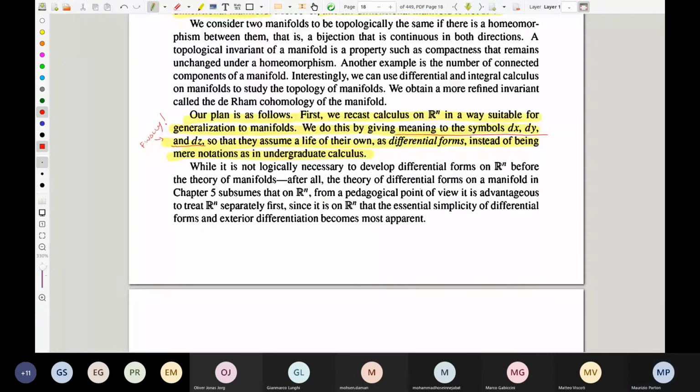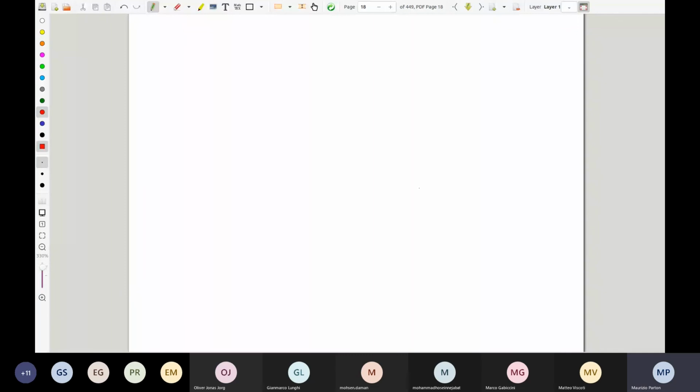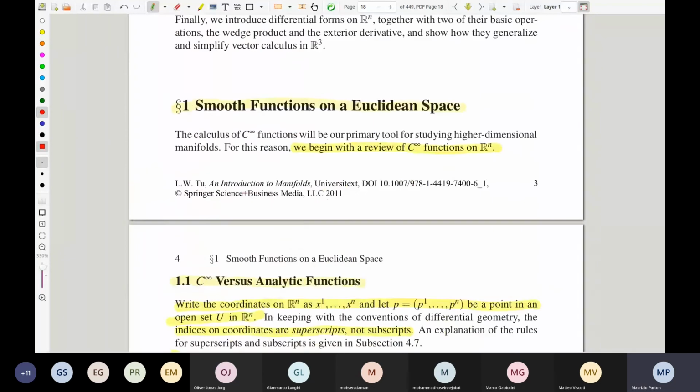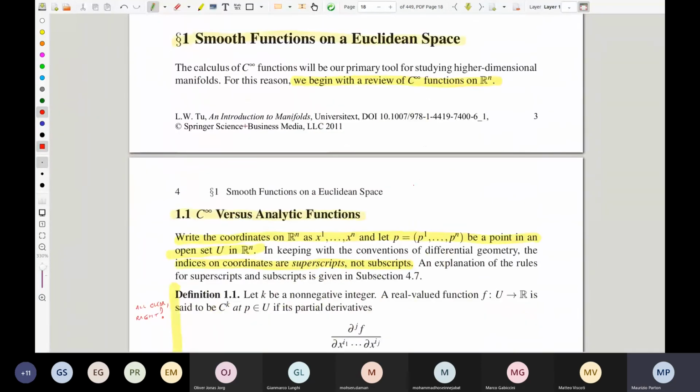Let's start. I skip the introduction because I'm talking too much. And let's start on the first part of this lecture.